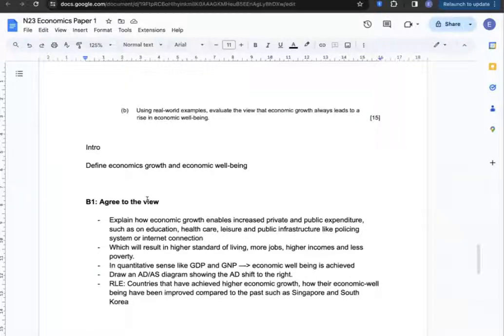An AD-AS diagram showing the AD curve shifting to the right can support the logic. And I can bring real-world examples of countries like Singapore or South Korea that have achieved higher economic growth and how their economic well-being has improved compared to the past.